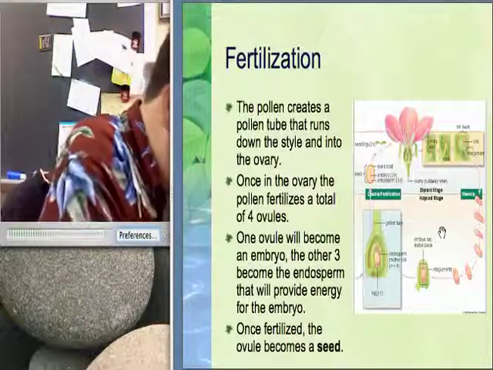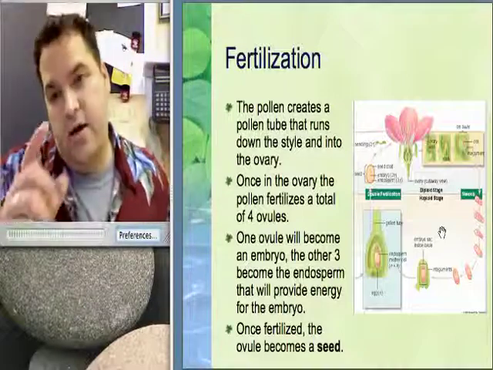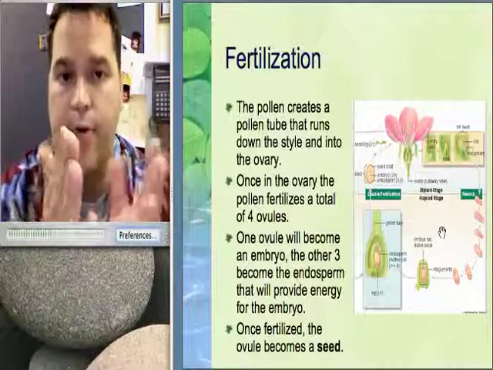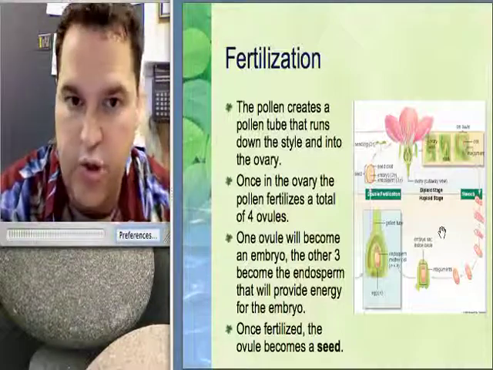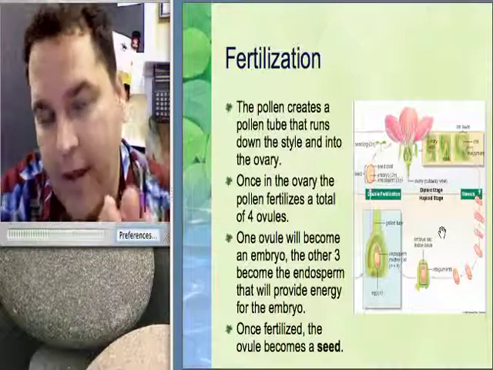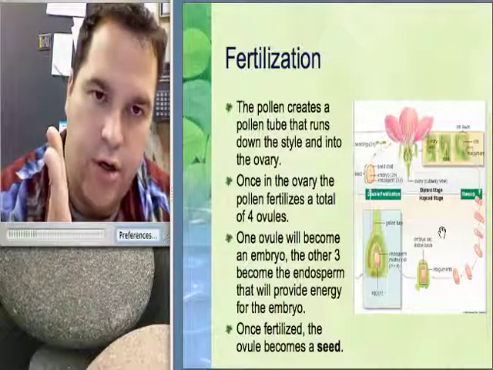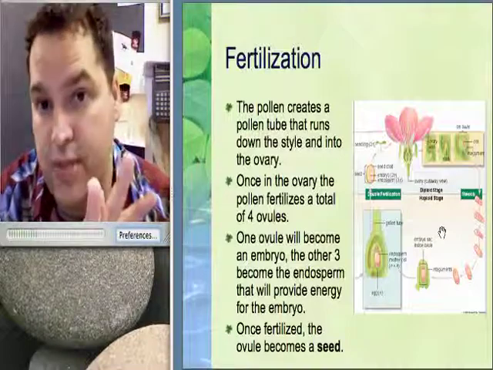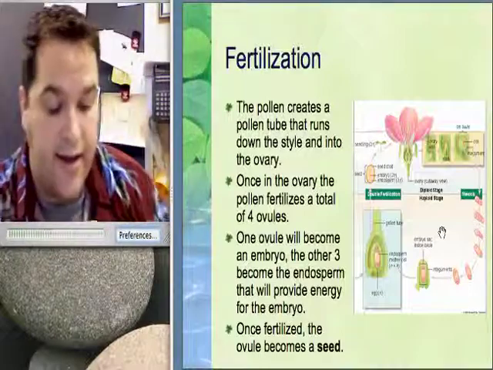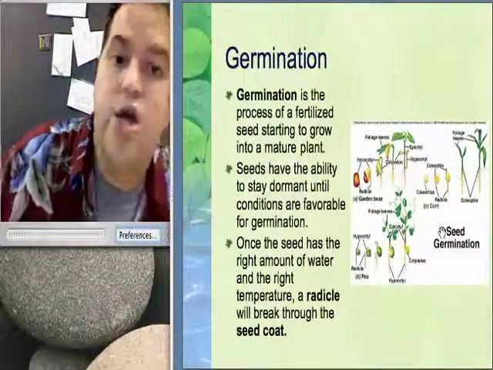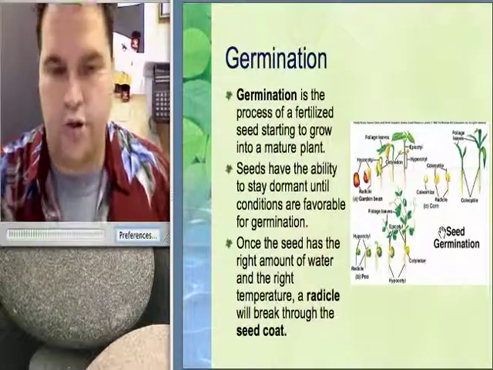The 4 ovules that are fertilized are going to produce a seed. And basically, one of the ovules will become the embryo, the actual seed that will be produced. The other 3 will become endosperm, which will act as a food source for that plant as it starts to grow. So now we have pollination occurring, then we have fertilization, which results in the production of a seed. The next thing we have to do is get that seed to grow into a new plant, and that process is called germination. Germination is the process of a fertilized seed starting to grow into a mature plant.